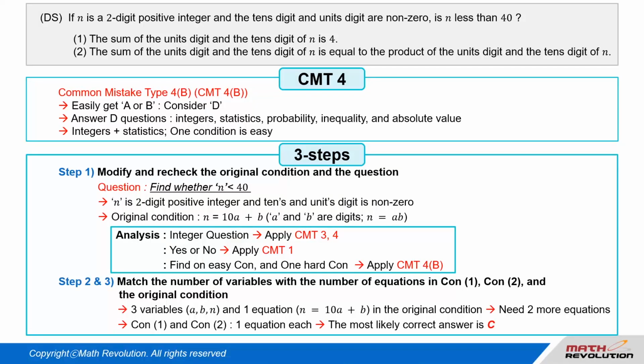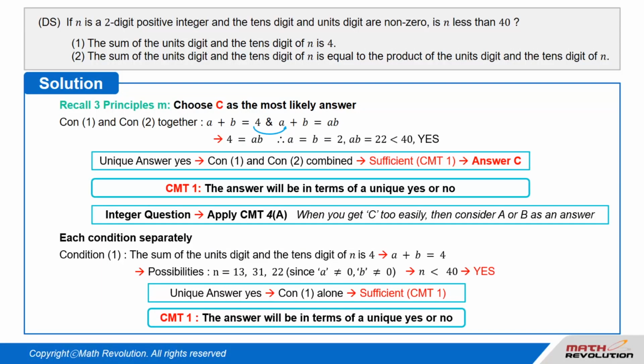From the original condition, we have 3 variables, a, b, and n, and one equation, n equals 10 times a plus b. To match the number of variables with the number of equations, we need 2 more equations. Since conditions 1 and 2 will provide one equation each, C would most likely be the answer. Recall 3 principles. Choose C as the most likely answer.